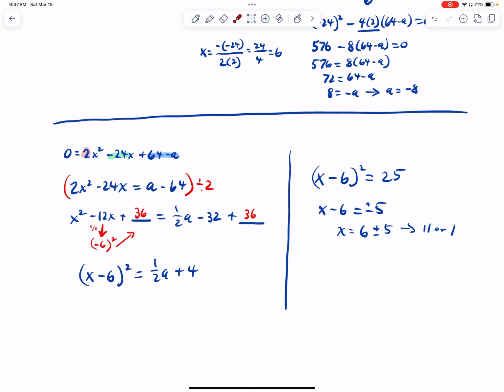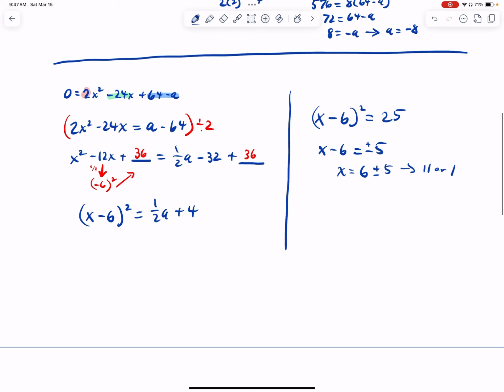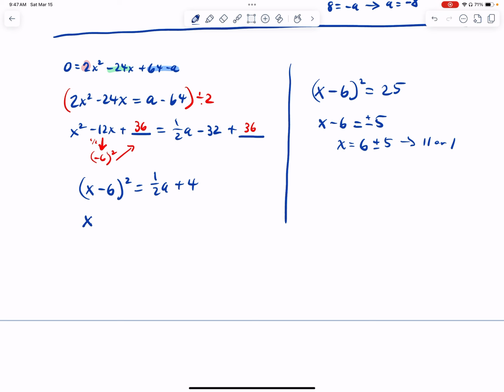So what I'm showing you here is that the only way that you can get a single solution from this is, instead of this being a 25, it's got to be equal to 0. So if I come back down here, I go x minus 6 squared is equal to 0. Take the square root, I have x minus 6 is equal to just 0, because the square root of 0 is 0. And then add the 6 over, and you are done.